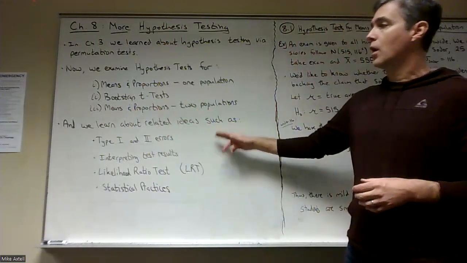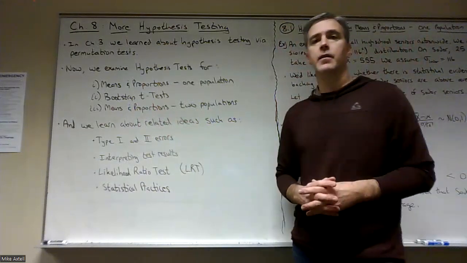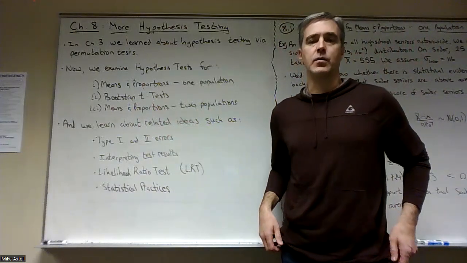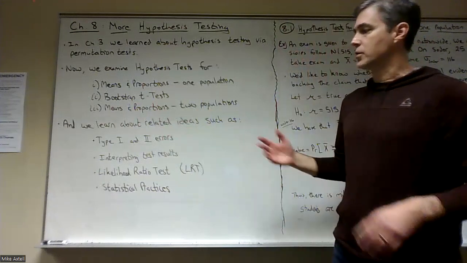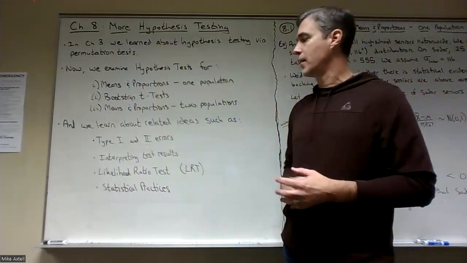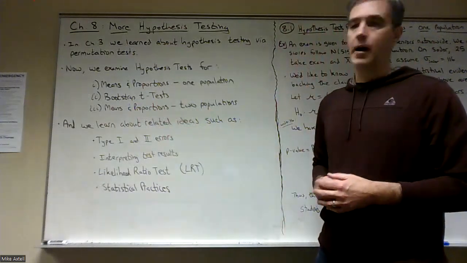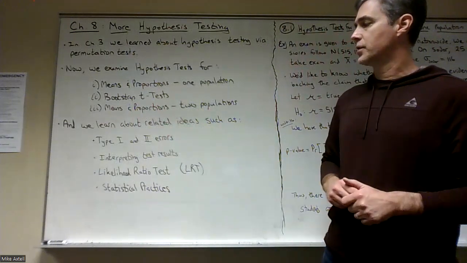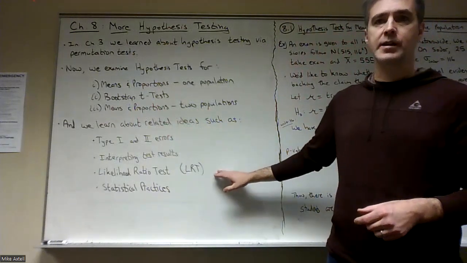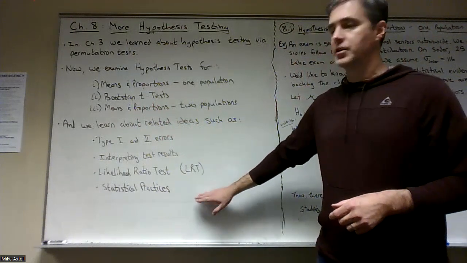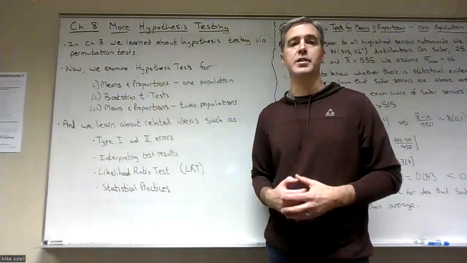We're also going to pick up some related ideas. If you've had a statistics class in high school, like AP Stat, some of these words will be familiar to you. We're going to look at type 1 and type 2 errors. We're going to figure out how to interpret test results. We're going to learn about the likelihood ratio test, which is incredibly useful. And then some general thoughts about statistical practice.